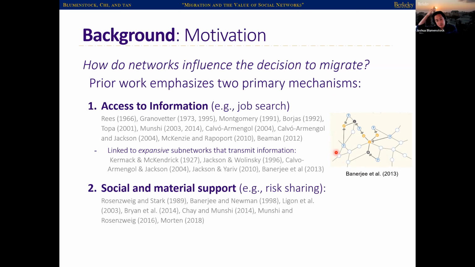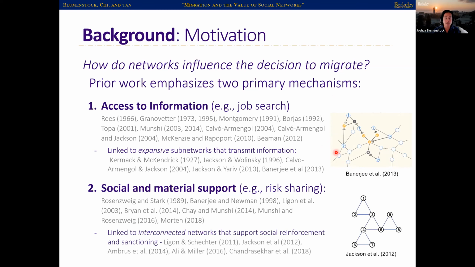And what you see, particularly in the network theory literature, is that the sort of networks that facilitate access to information are what we call expansive. Basically, these star-shaped networks where a person is central and their connections have lots of connections. That's a very different structure than is optimal for risk sharing and social support, where what you see, and Kaivan mentioned this particular measure, which is called network support, but also ideas like network clustering. These more triangle, interconnected networks are the ones that are better for allowing for social reinforcement and sanctioning that are thought to be essential for efficient risk sharing.